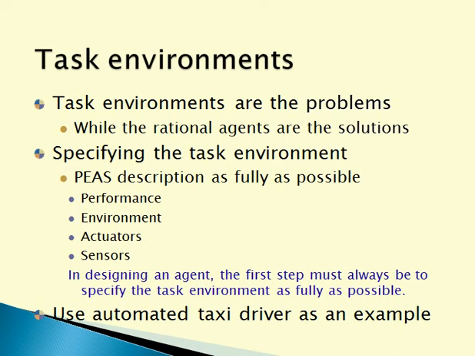Specifying the task environment, there is the PEAS description, as fully as possible, which gives performance, environment, actuators, sensors. In designing an agent, the first step must always be to specify the task environment as fully as possible. For example, we take an automated taxi driver.